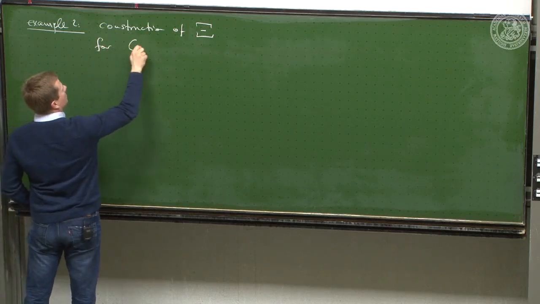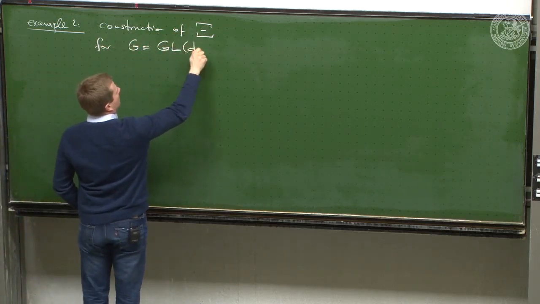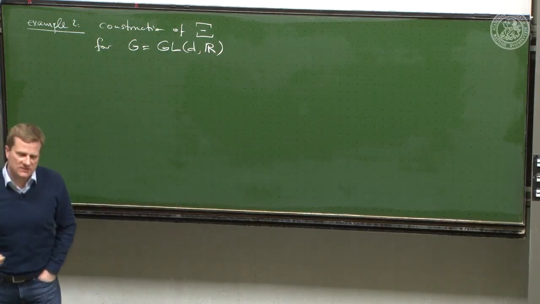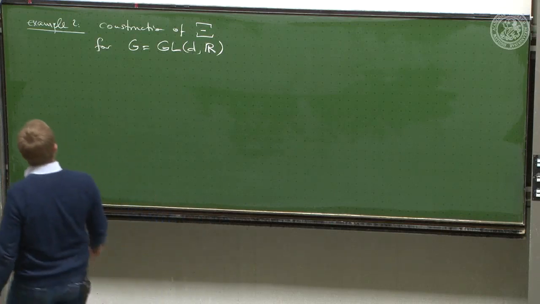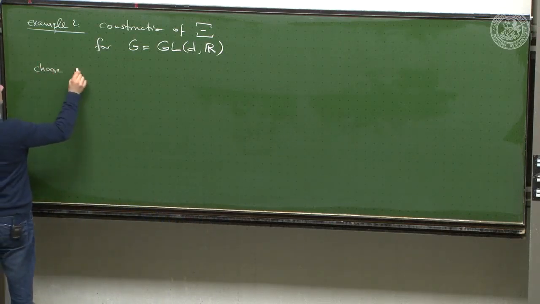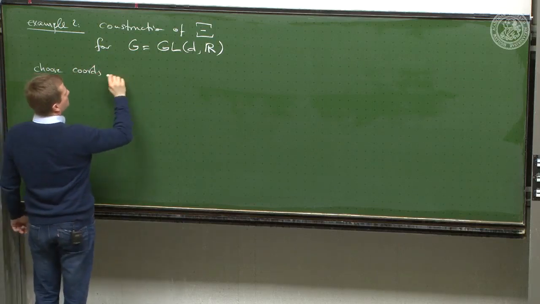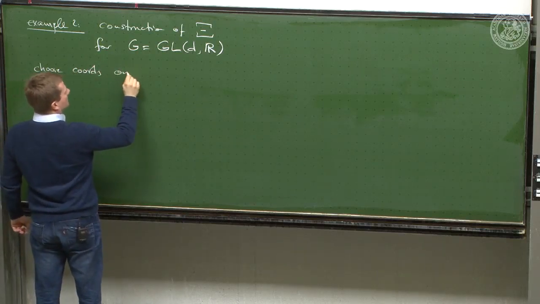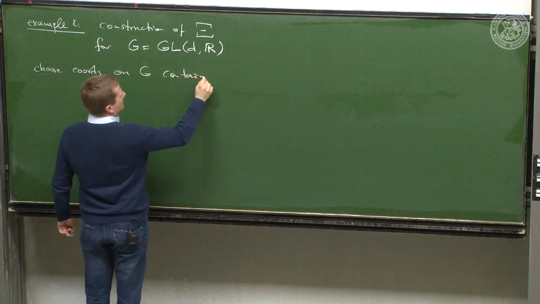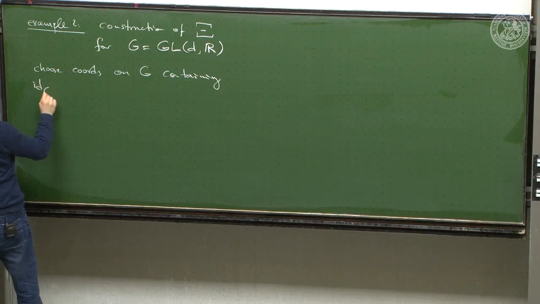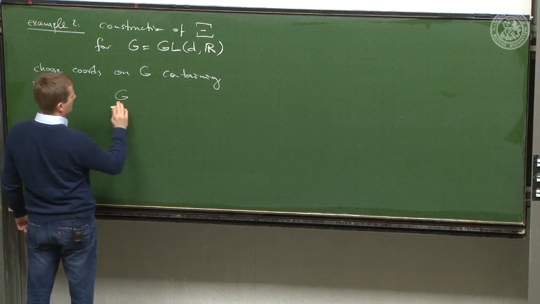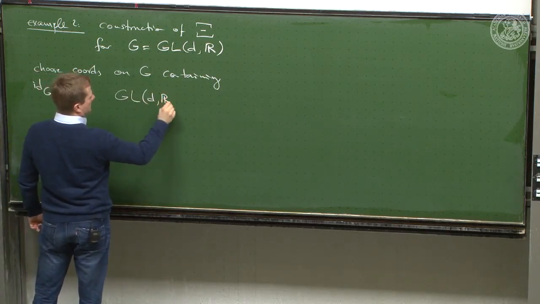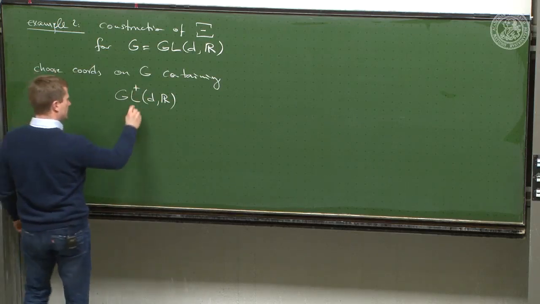For the Lie group G given by GL(d, R). So this has really only to do with the Lie group at hand. And so the first thing we do, we choose coordinates on the Lie group containing the identity, containing I_G. So that's part of G, say some connected component of the identity.